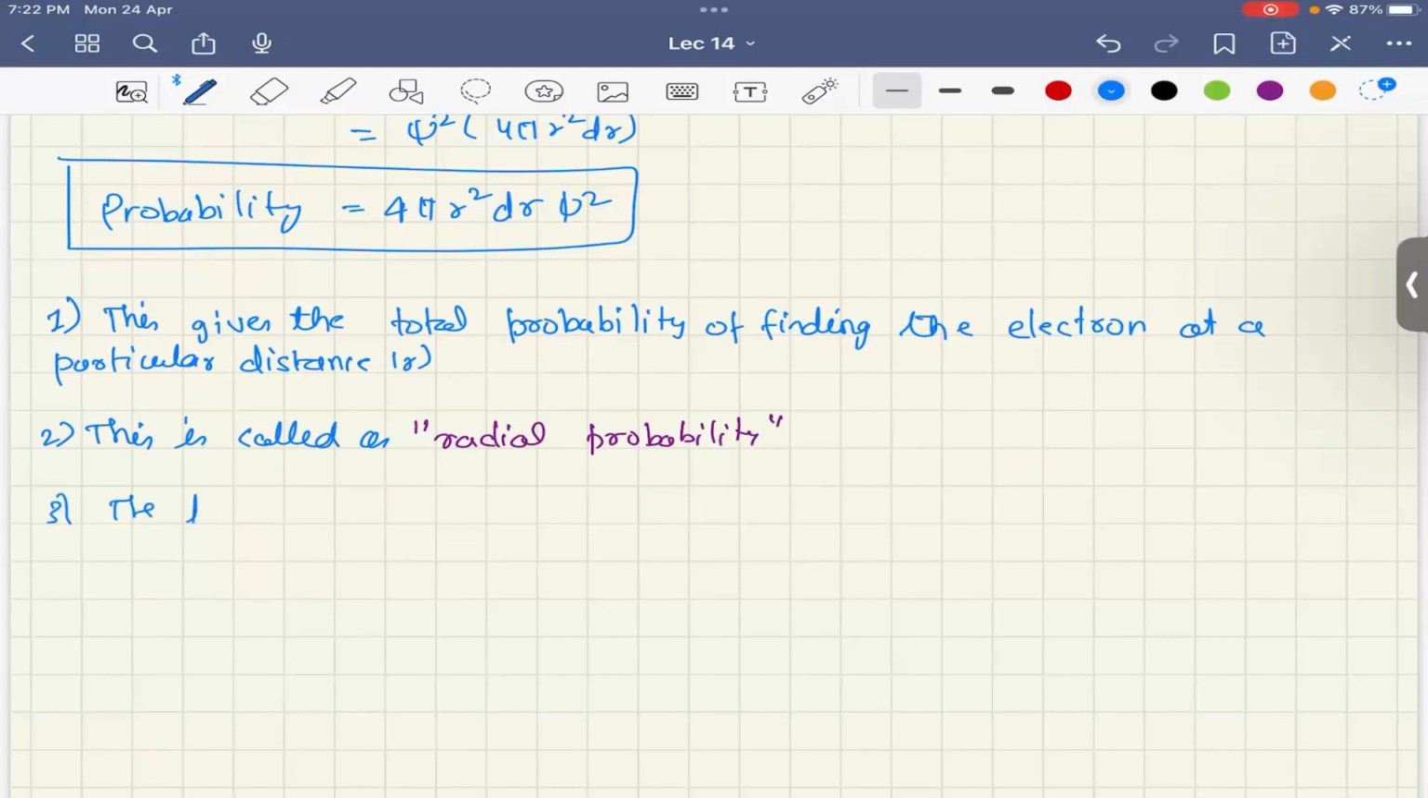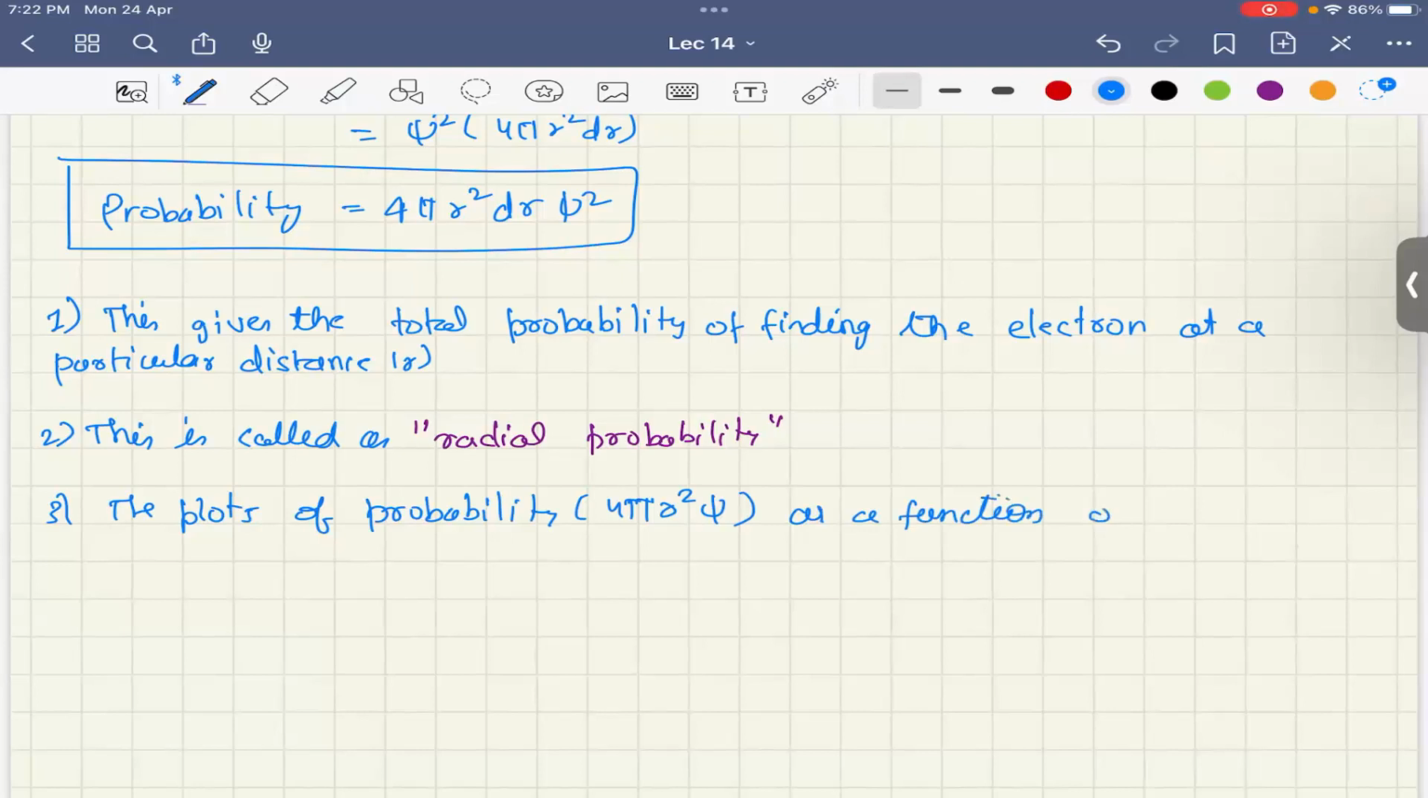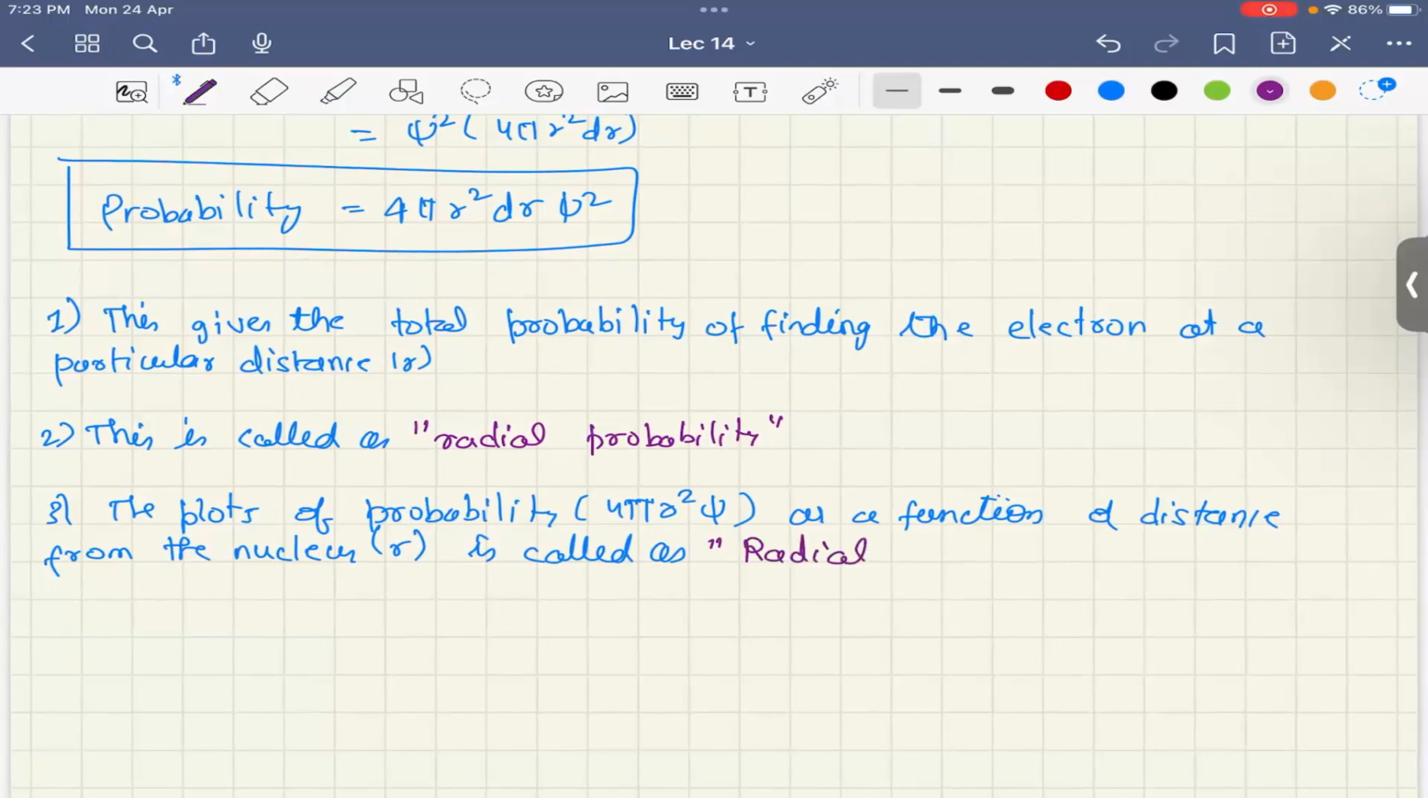And the plots of probability, which is nothing but 4 pi r square into psi square, as a function of distance from the nucleus, which is nothing but r, is called the radial probability distribution function, right?